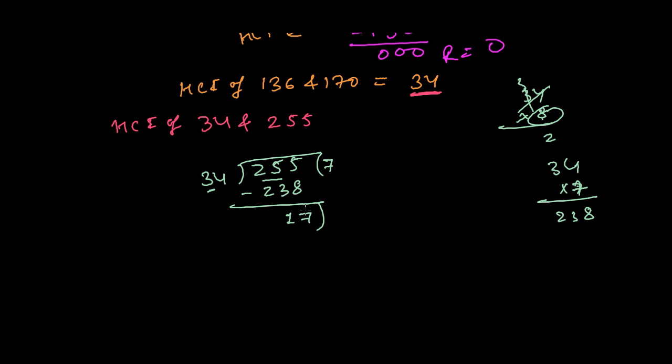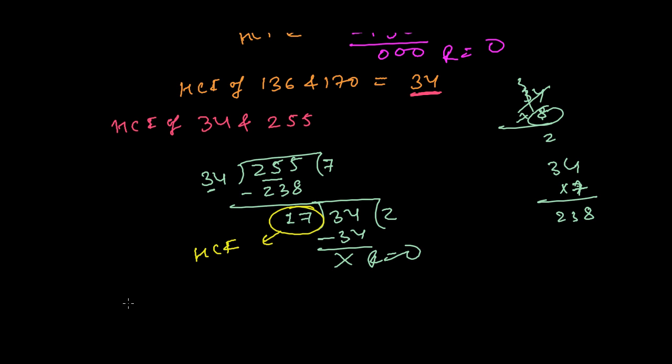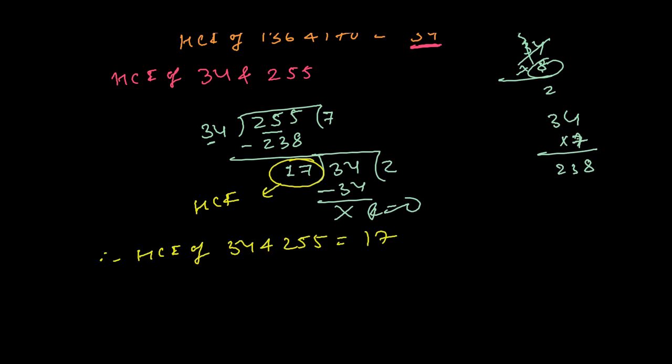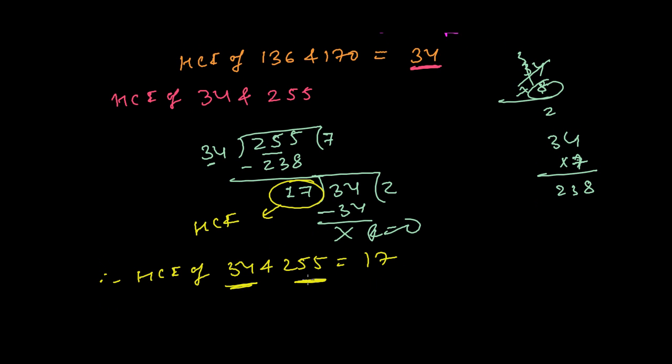Now you got a remainder, and you know the process. The remainder now divides the initial divisor, and your initial divisor is 34. So 17 times 2 is 34. We got the remainder 0 again. Whenever you get remainder 0, due to what did you get it? Due to 17. So 17 is now your HCF. Therefore, HCF of 34 and 255 is 17. And 34 is itself the highest common factor of 136 and 170.